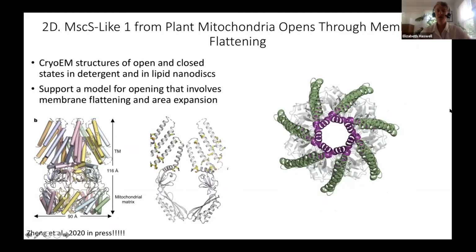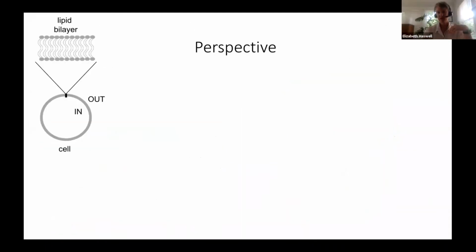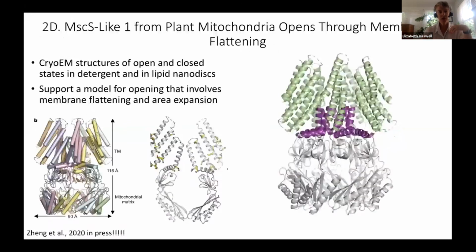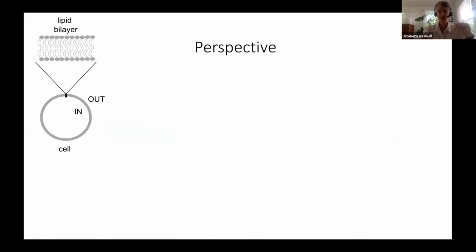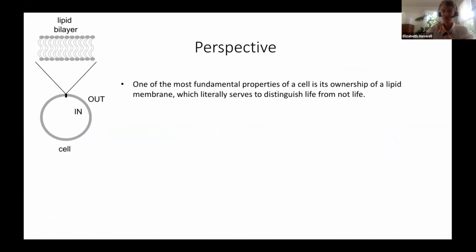So this basically argues that there may be some more universal mechanisms by which membrane tension can lead to channel gating, and that one of these is hydrophobic mismatch, and another one of those is probably this membrane flattening and area expansion. Okay, so with that, I just want to give you a little perspective, and then we're going to go back to that quick think, pair, share. Or we can also have a question answer session.